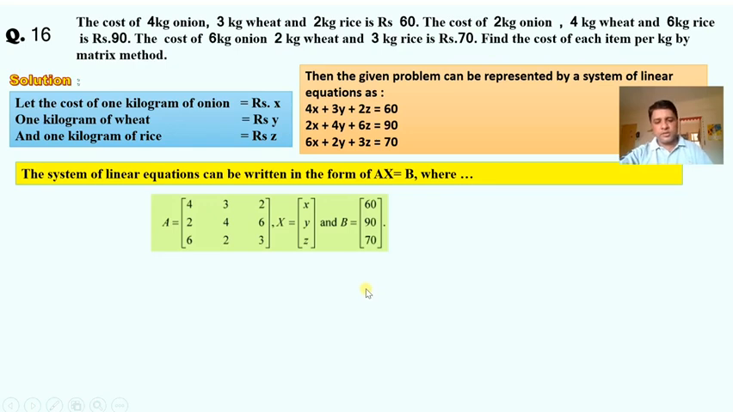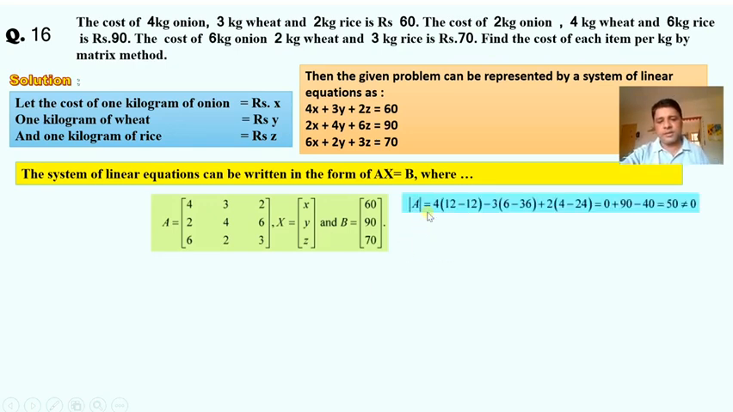Now our next step is to find the determinant of this matrix. Determinant of A is equal to, expanding through R1, 4 times, leaving this way, 4 into (3 × 4 = 12, minus 6 × 2 = 12), next is minus 3, and then leaving this way vertically, 2 × 3 is 6, and minus 6 × 6 is 36, and then plus 2, leaving this way perpendicularly, 2 × 2 is 4, this one 4, and then minus 6 × 4 is 24.